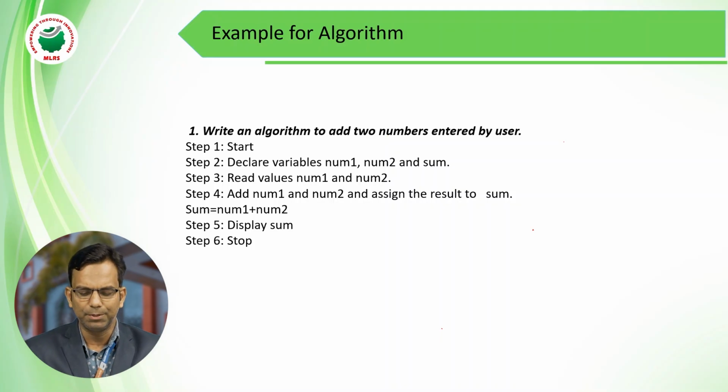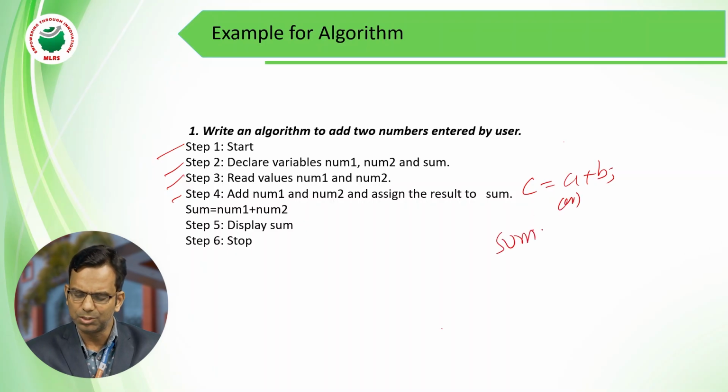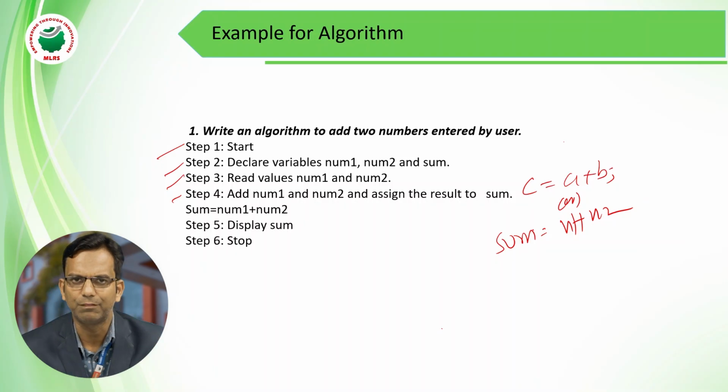In this example, I have clearly given: step 1, start; step 2, declaration of two numbers; step 3, read the two numbers; step 4, add the two numbers. For example, c is equal to a plus b, or sum is equal to number 1 plus number 2. We are performing addition of two numbers, and we are writing this code in a step-by-step manner.